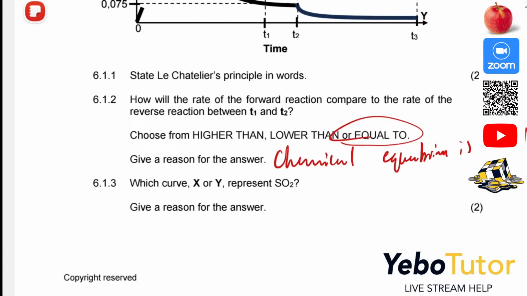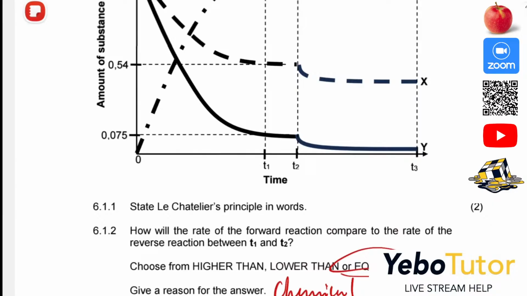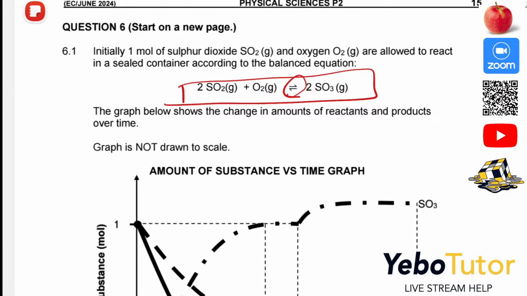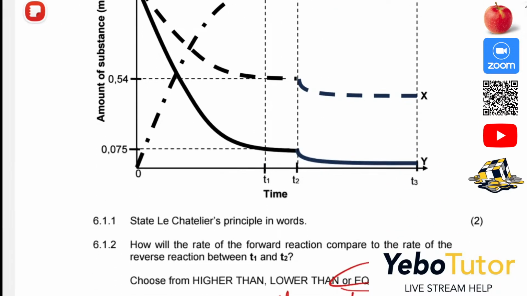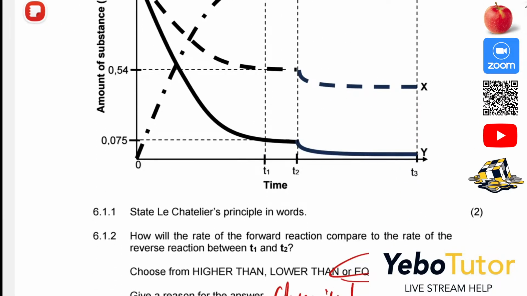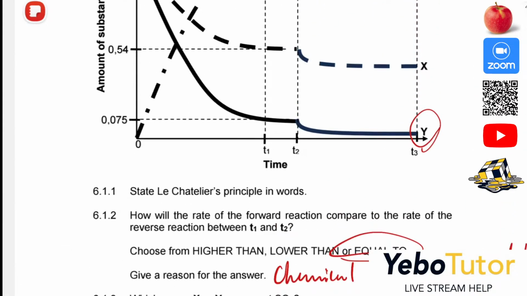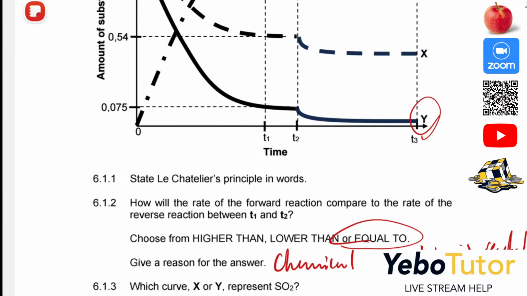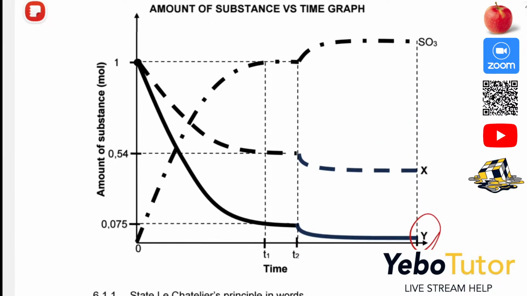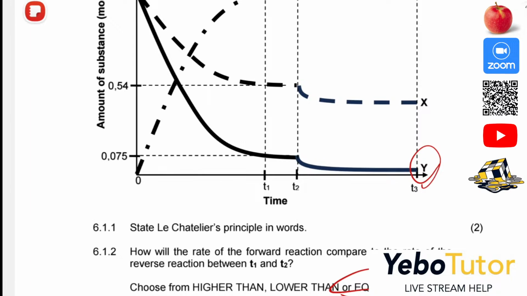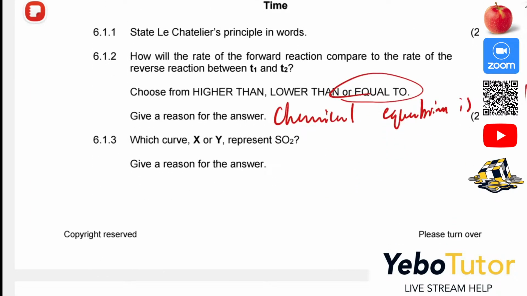Which curve, X or Y, represents SO2? Give a reason for your answer. X, Y. Let's check. Okay, definitely your Y will represent your SO2. Give a reason for that answer. We can see that 2 moles of SO2 will react with 1 mole of O2, guys. That's so easy. That will assist us, and we'll get the answer for that one.